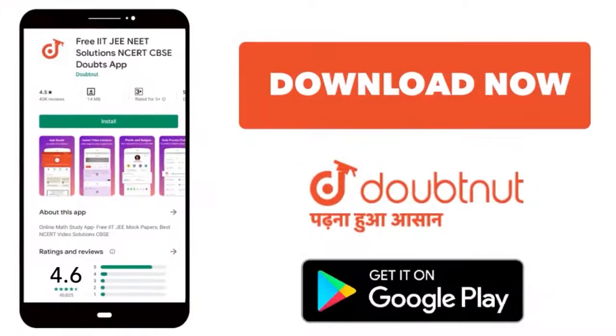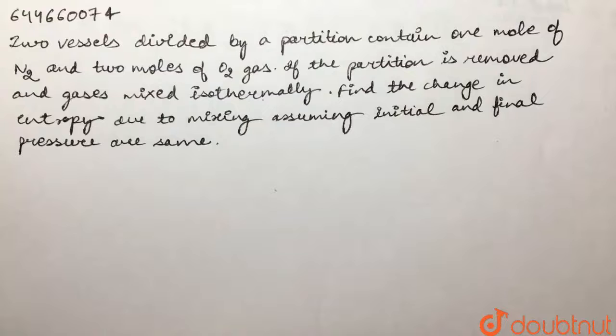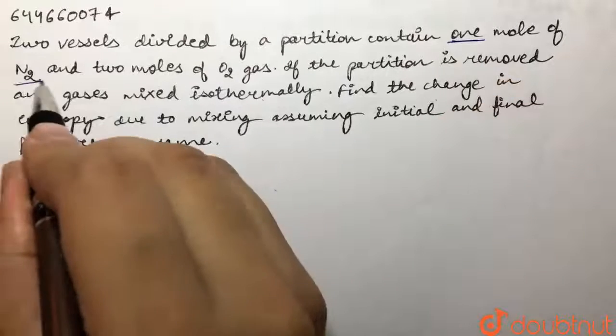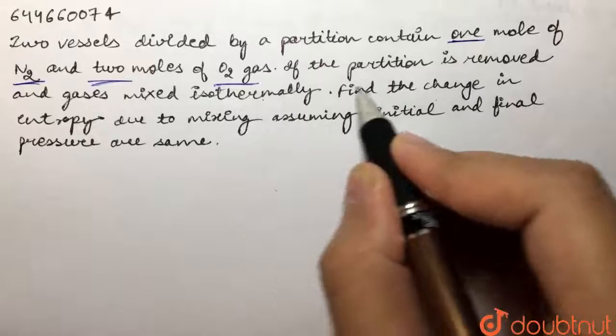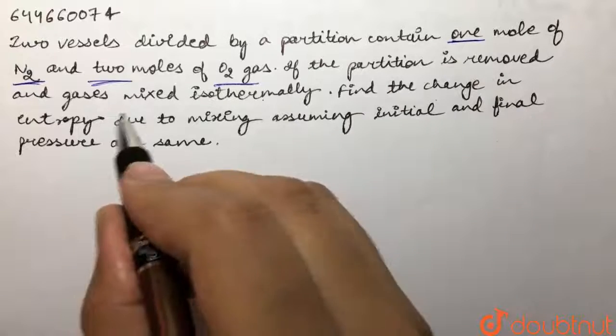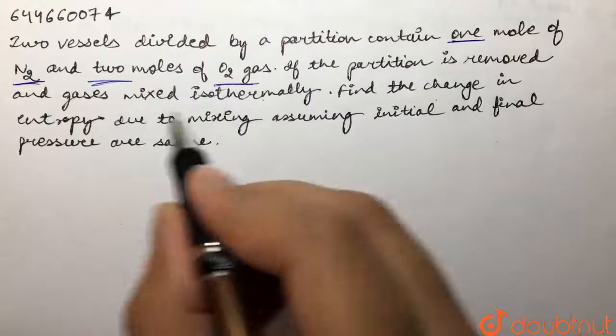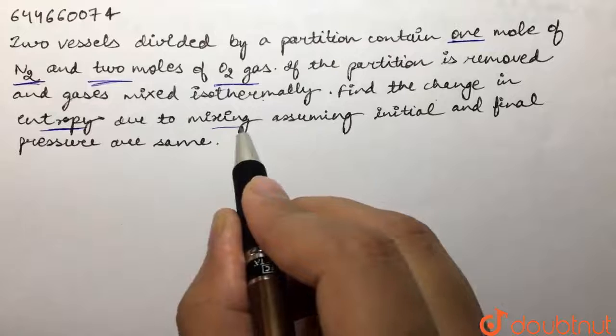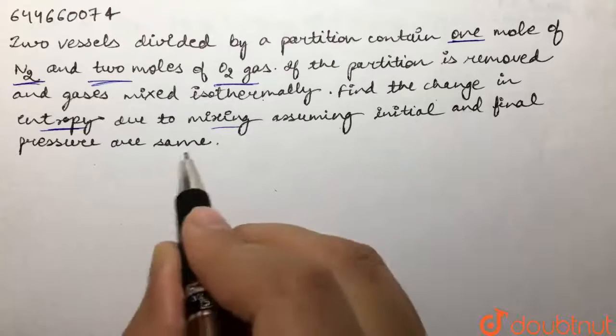Download Doubtnut app today. Our question is, two vessels divided by a partition contain 1 mole of nitrogen and 2 moles of oxygen gas. If the partition is removed and gas is mixed isothermally, find the change in the entropy due to mixing, assuming initial and final pressure are same.